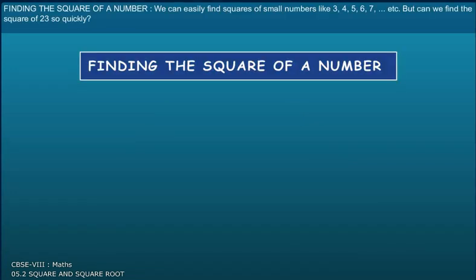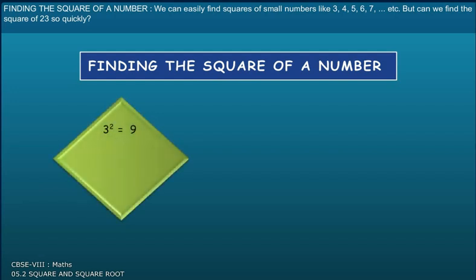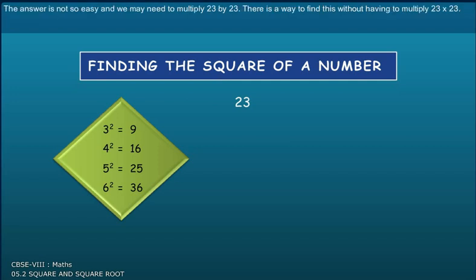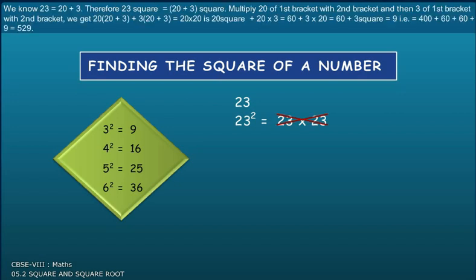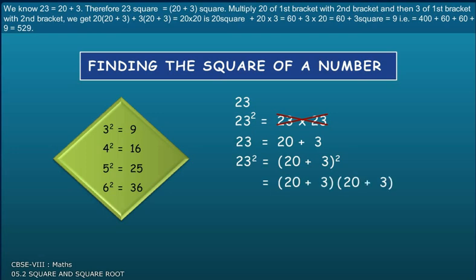Finding the square of a number. We can easily find squares of small numbers like 3, 4, 5, 6, 7, and so on. But can we find the square of 23 so quickly? The answer is not so easy, and we may need to multiply 23 by 23. There is a way to find this without having to multiply 23 by 23. We know 23 is equal to 20 plus 3. Therefore, 23 square is equal to 20 plus 3 the whole square.